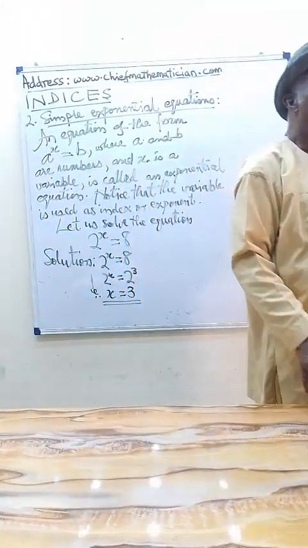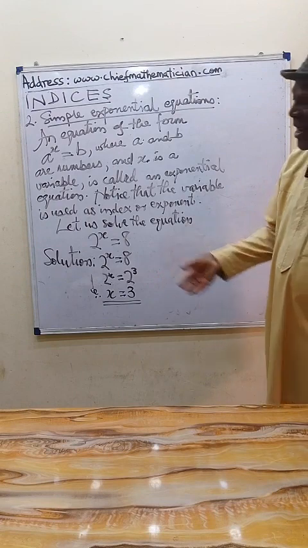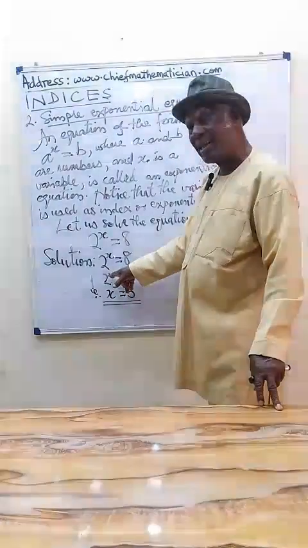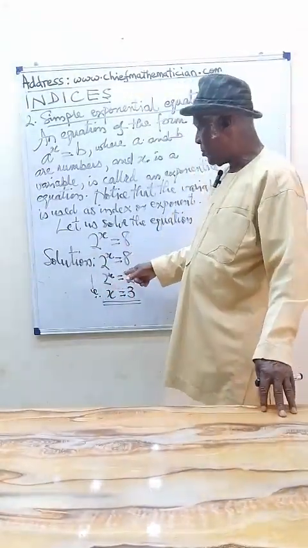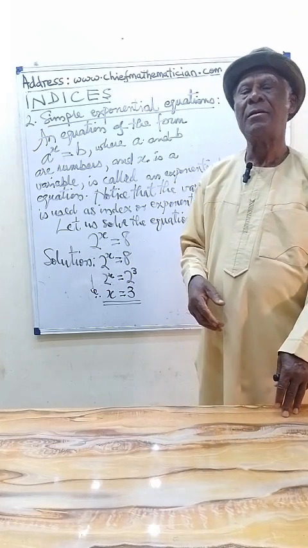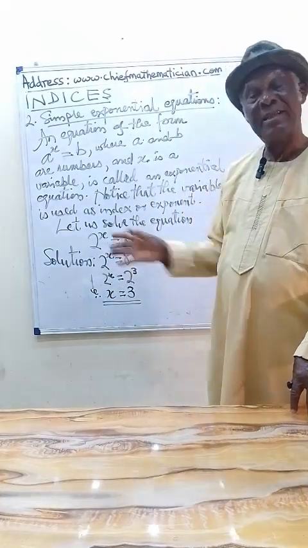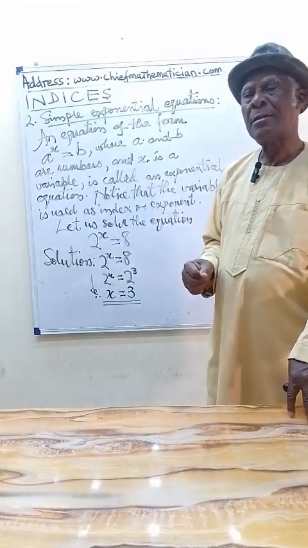You want to check? If x is 3, then replace x here with 3. 2 to the power 3 must be equal to 2 to the power 3. There's no argument about that. This is an example of a simple exponential equation.